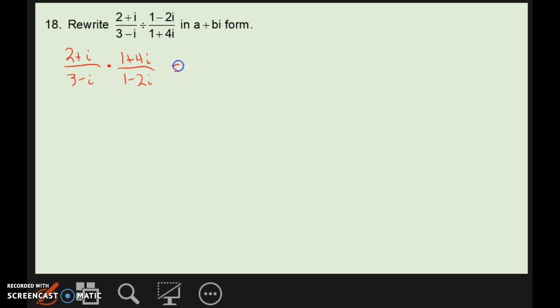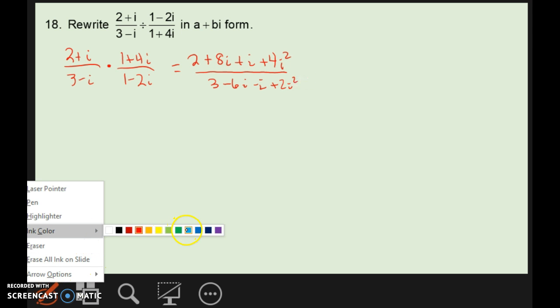So I'm going to have 2 plus 8i, so that's distributing the 2 to both those terms. In the numerator, I'm going to have i times both of those, so i plus 4i squared. In the denominator, 3 times 1 is 3. 3 times negative 2 is negative 6i. Negative i times 1 is negative i, and negative i times negative 2i would be 2i squared. So I'm going to look to put these together in my next step.